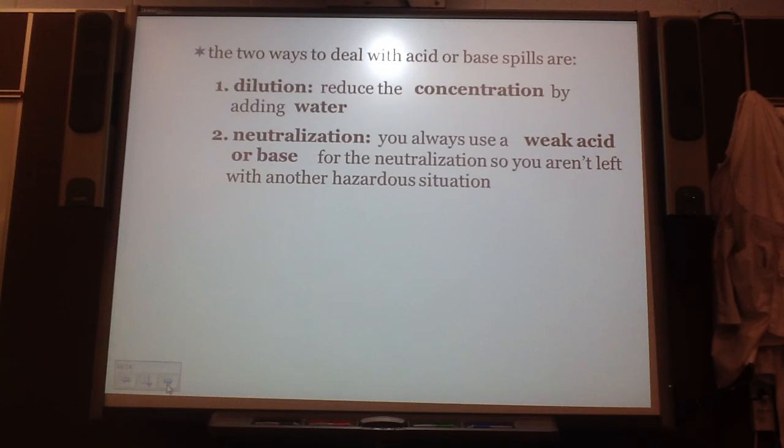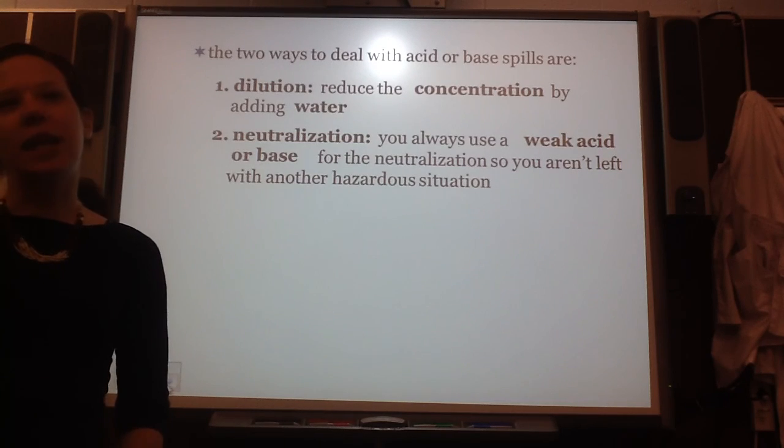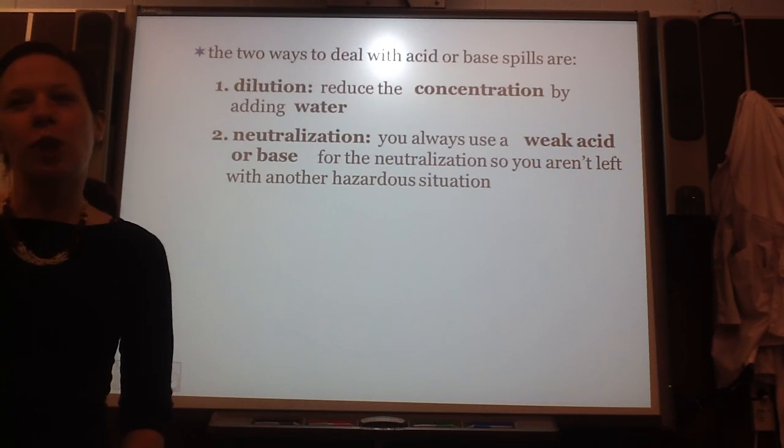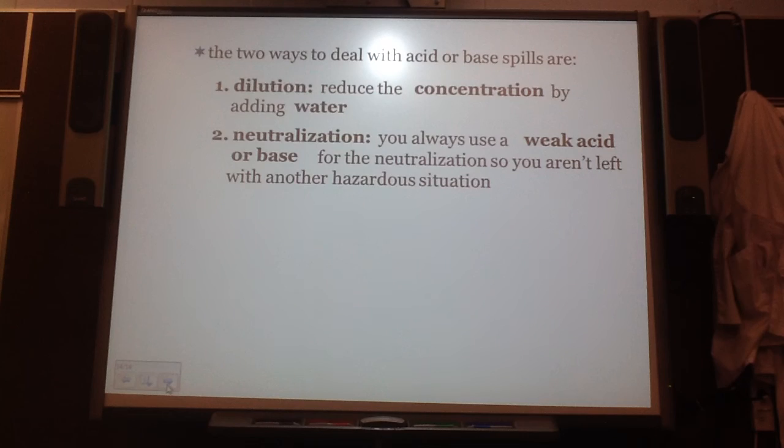Okay? So this is kind of cool, because this is just a mini introduction to what we're going to investigate in Chem 30 about acids and bases. It's just a little snippet looking at the weak and the strong acids and bases.